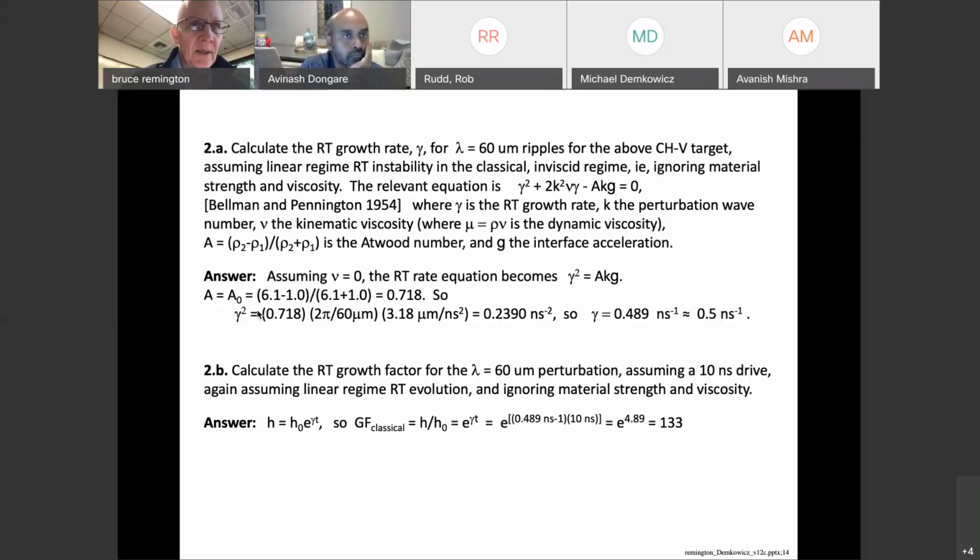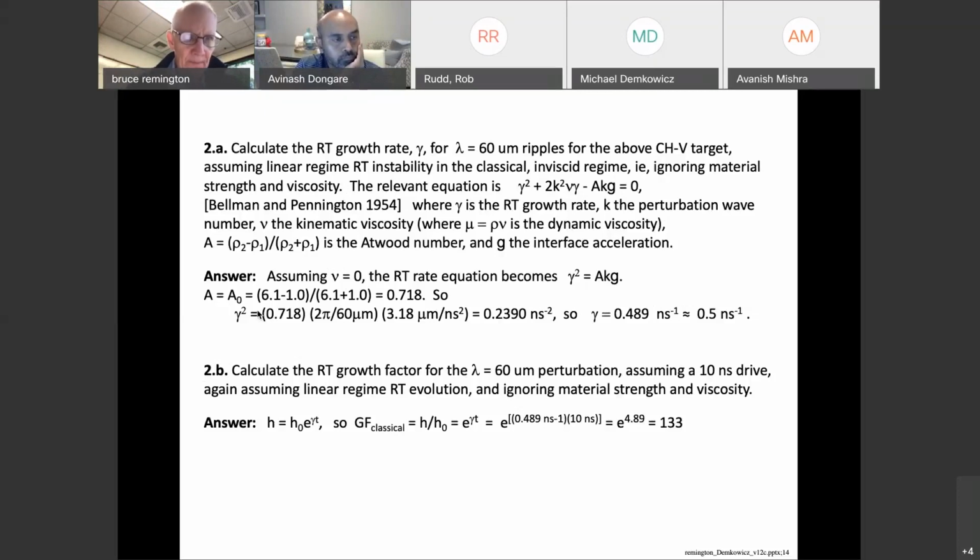And so inserting this into the quadratic equation and solving, gamma squared is 0.24 inverse nanosecond squared. So gamma, the growth rate, is 0.5 inverse nanoseconds. So it's growing relatively slowly, but still in an easily measurable amount.